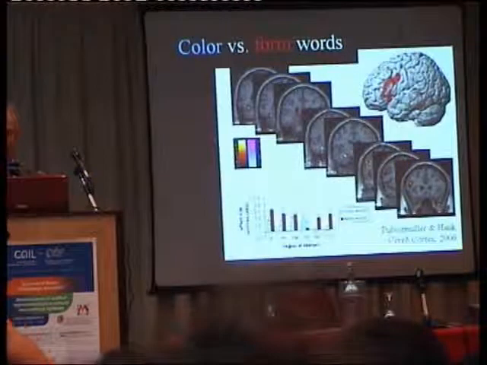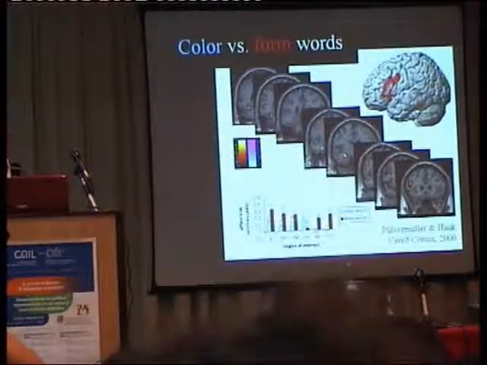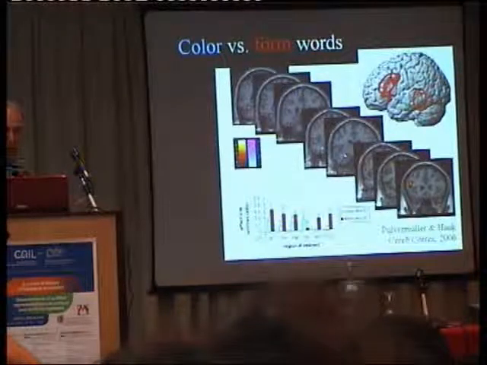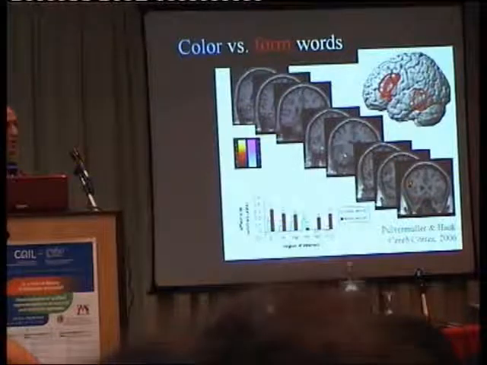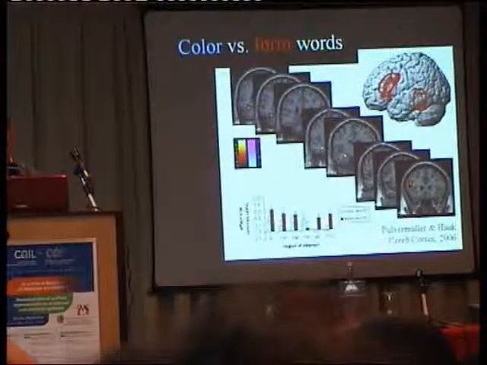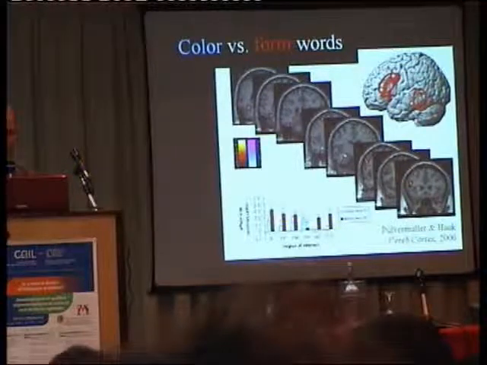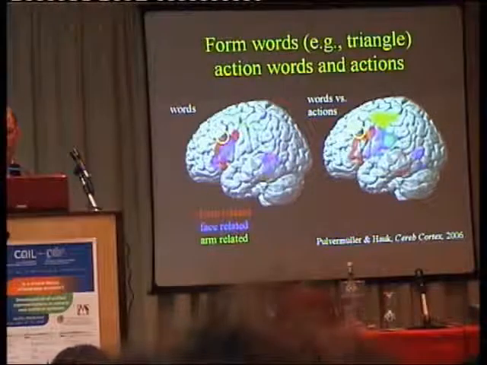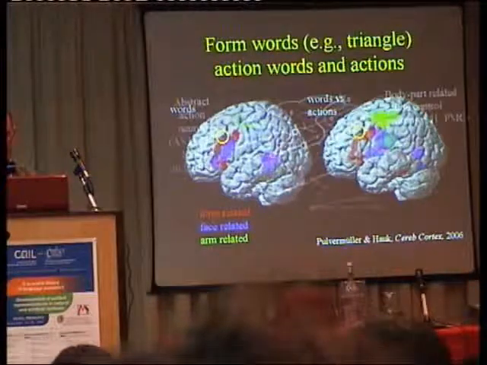I just want to mention that we have addressed this in a paper which came out last year in Cerebral Cortex, where we, for example, showed that form information for words like triangle or square activated dorsolateral prefrontal cortex just adjacent and anterior to where we found this somatotopic action word activation.